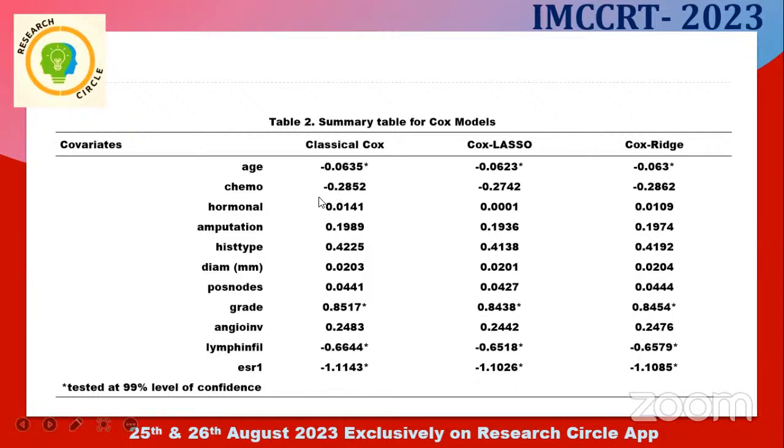So let's look at this one. For age, we can see here that across all of our 3 survival models under the Cox variants, classical Cox, Cox Lasso, and Cox Ridge, it flags a significant value. Okay, meaning that age is a determining factor on the survival of a breast cancer patient.